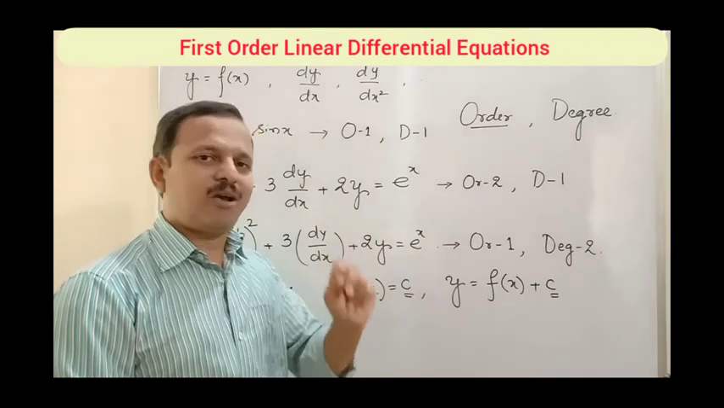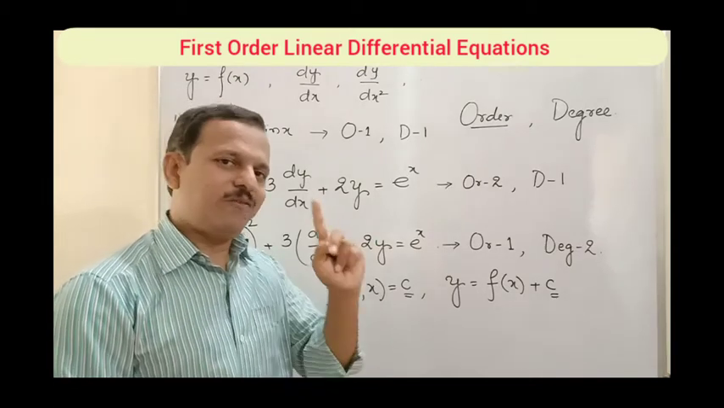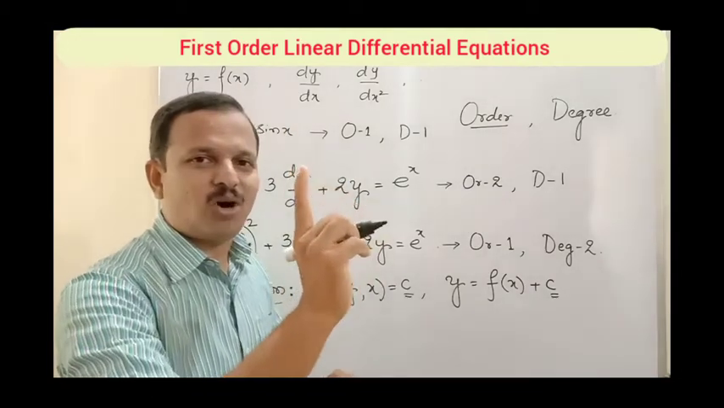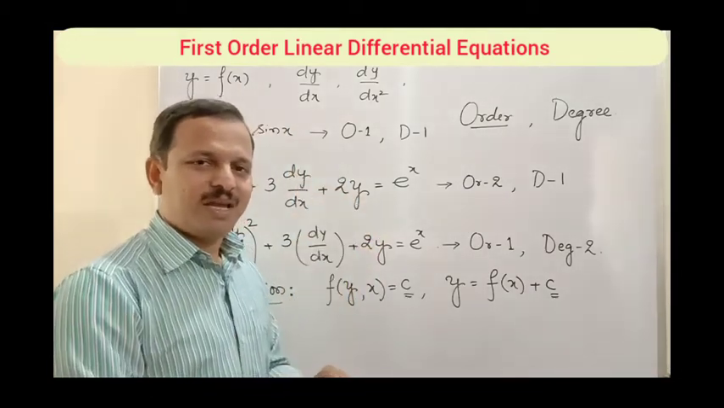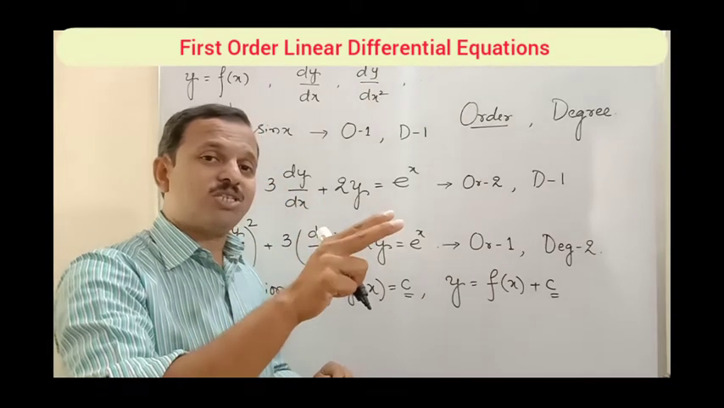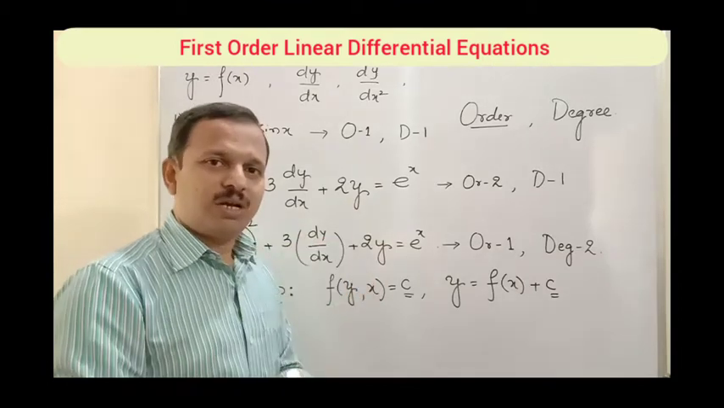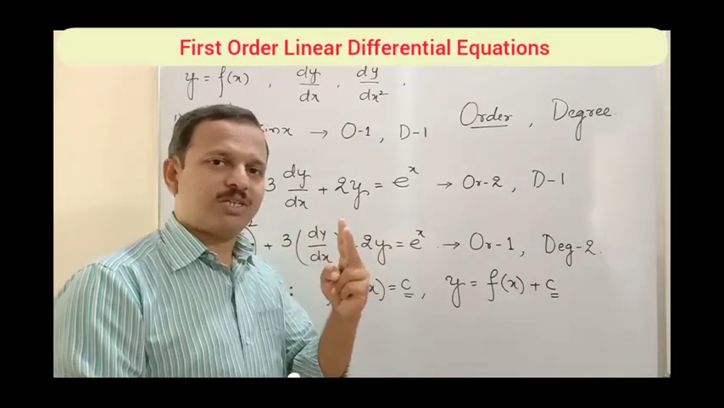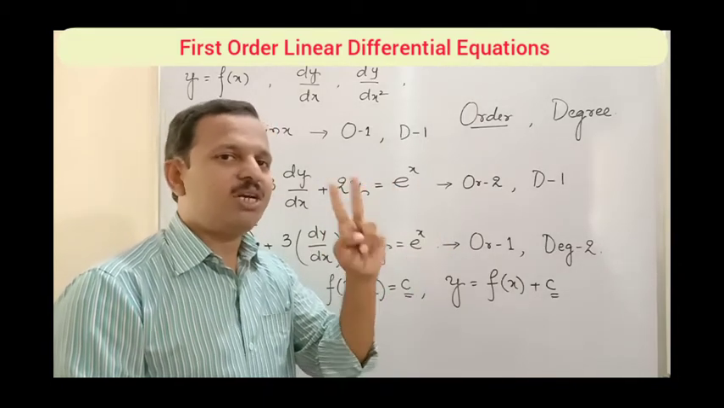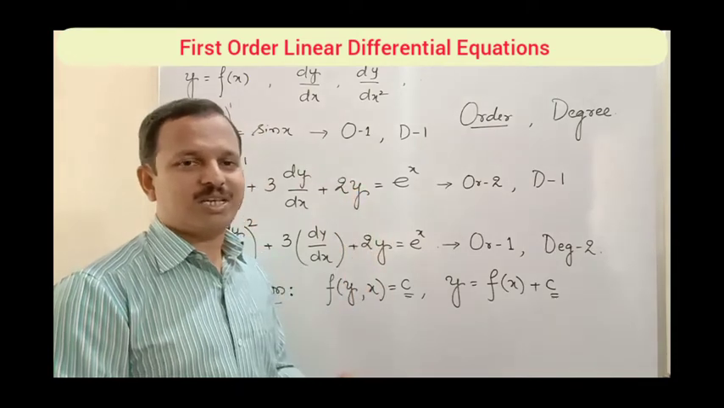So how many arbitrary constants will be there in the solution? This is very important. If the differential equation is of first order, then there will be only one arbitrary constant in the general solution. If the differential equation is of order 2, there will be two arbitrary constants in the general solution, because to arrive at the solution for a second order differential equation, we have to perform the process of integration twice. Therefore, we will get two arbitrary constants in that case.